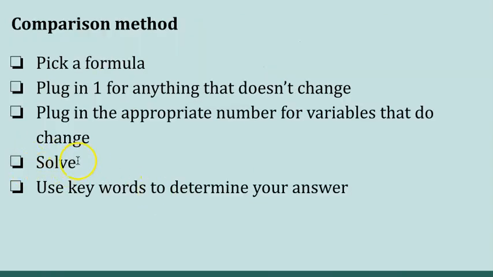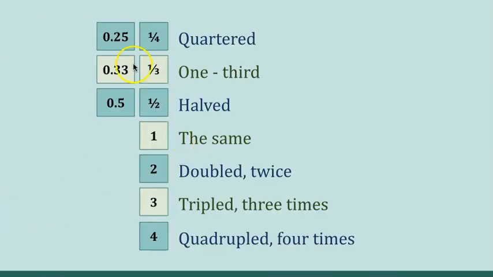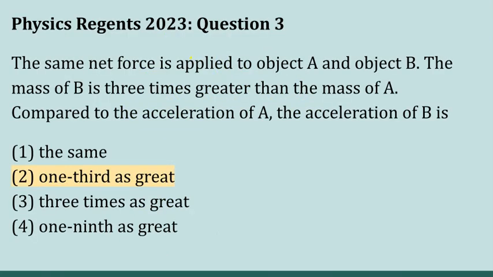You can plug that into the calculator to solve that, to get a decimal if you want, and then kind of use the keywords to determine your answer. I see that 0.33, if I plug it into my calculator, this is what I would get, but I also just see 1/3, and I see the word 1/3. So it's pretty clear to me that my answer is 1/3 as great.